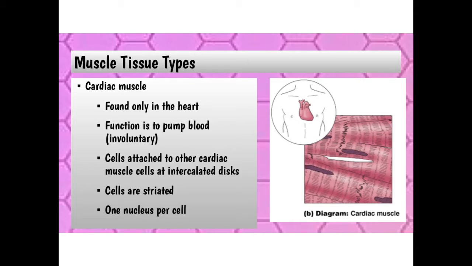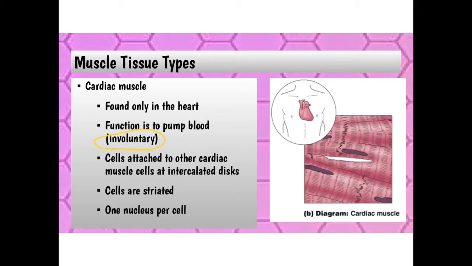Cardiac muscle is the second type of muscular tissue in the body. It's found only in the heart, and it functions to pump blood. And it's going to be involuntary, so you don't control when your heart actually pumps. It does that on its own, controlled by the cells of the heart and by the brain.